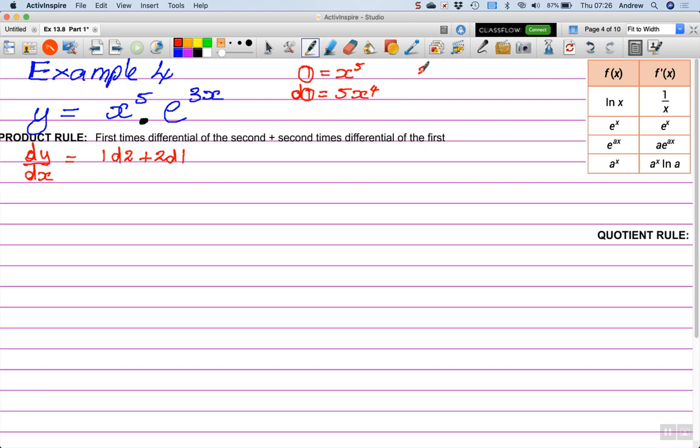So now for number 2, we've got the function number 2 is equal to e to the 3x.